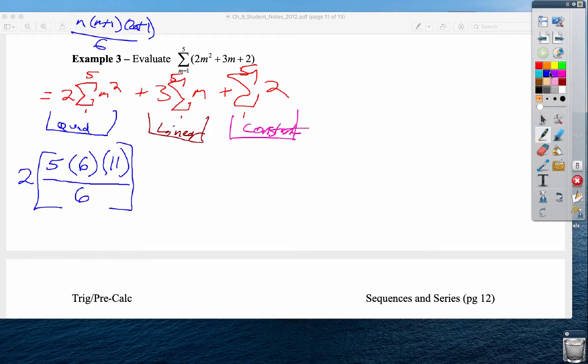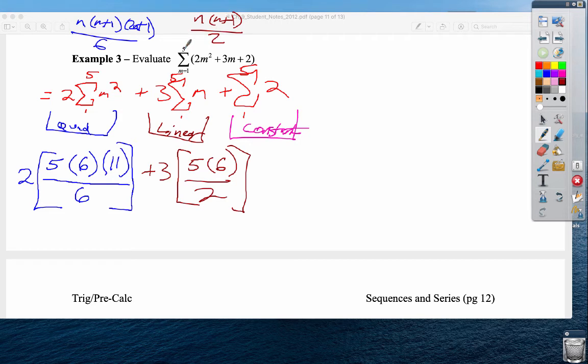Now I'm going to move to the linear term, and I get plus 3, and that one was n times n plus 1 divided by 2. Again, the linear term was n plus 1 divided by 2. My n was 5, so I put a 5 there, and I put a 5 there. The 3 is out front. I'll handle that in a minute. Finally, I'm going to do the constant term, which is simply 2 times 5, because it's 2 plus 2 plus 2 plus 2 plus 2. And I get 10 there.